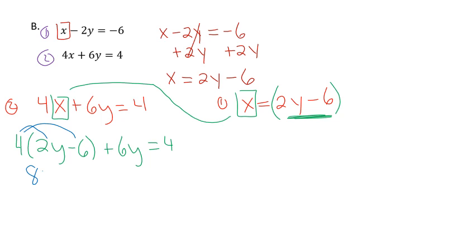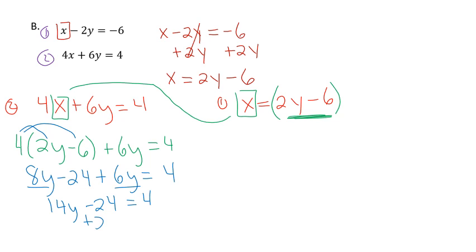So we have 8y minus 24 plus 6y equals 4. Going to combine like terms, and then just simply solve for y. So nothing really too new after you substitute in. So we get our y to be 2.